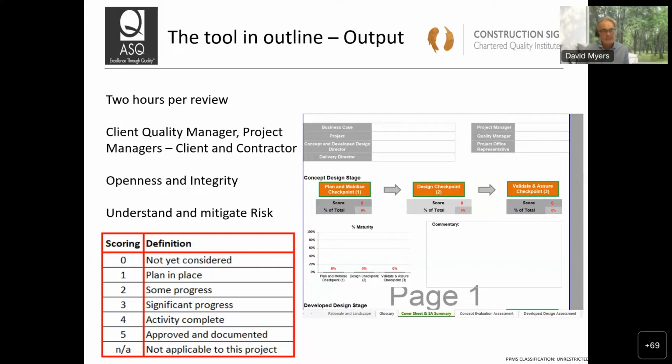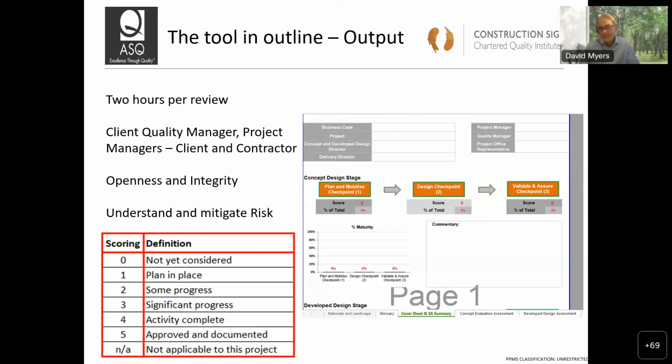So the scoring system is shown in this bottom left-hand box. It's really simple. It's 0 to 5. 0 is you haven't thought about that issue yet. 1 is you've got a plan in place. 2, there's some progress. 3, there's significant progress. 4, the activity is complete. 5, it's approved and documented. And you're also allowed to say it's not applicable. So you can put NA in. So you can say it's not applicable to this project.